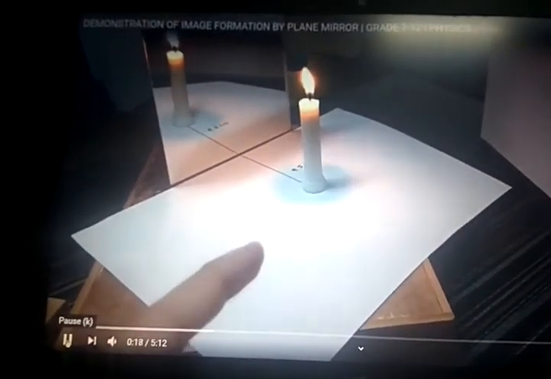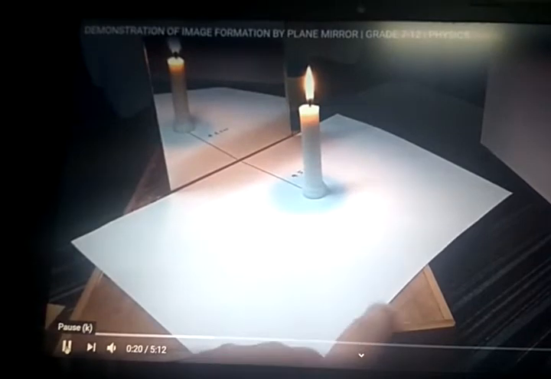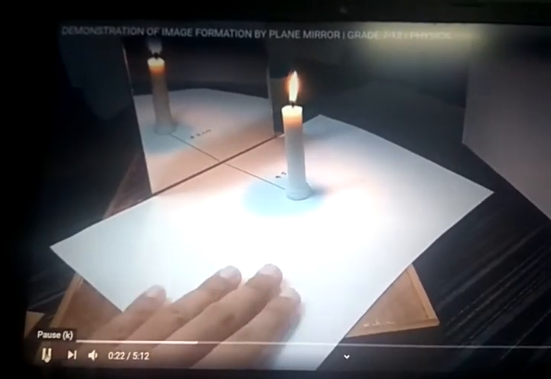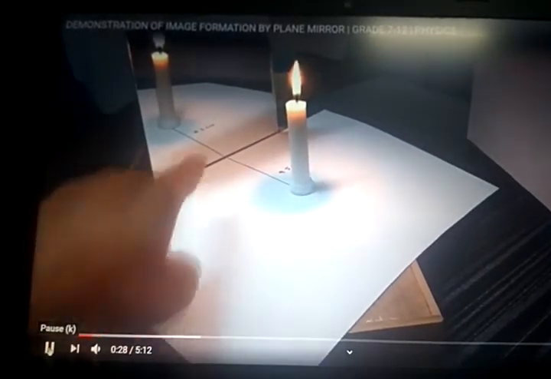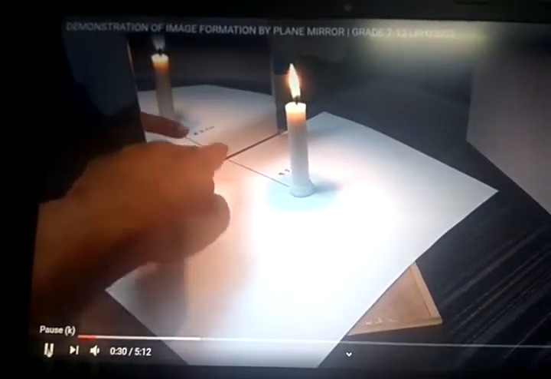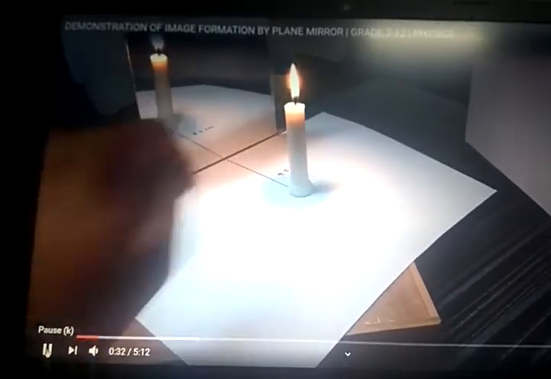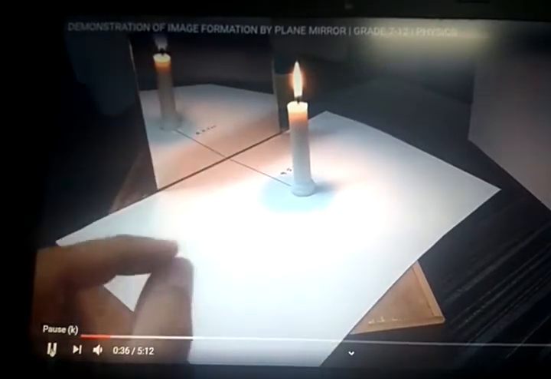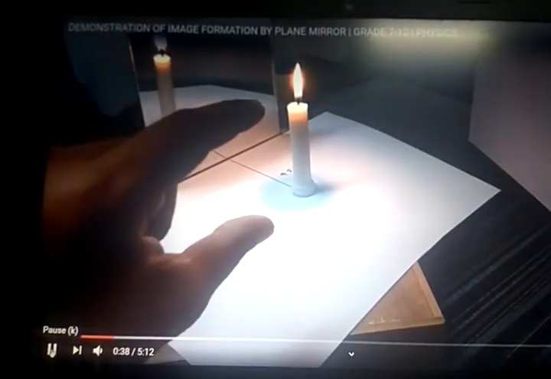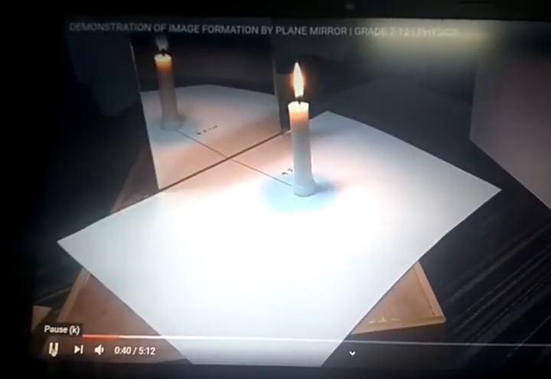For this experiment, I have taken a plane mirror which is mounted on a wooden board. I have taken a white sheet of paper on which I have kept a candle which is already lit, and this candle is placed at a distance of approximately 9.5 centimeters away from the plane mirror. So what do you see inside? You see the image of this candle, right? And you are seeing the erect image of this candle over there.